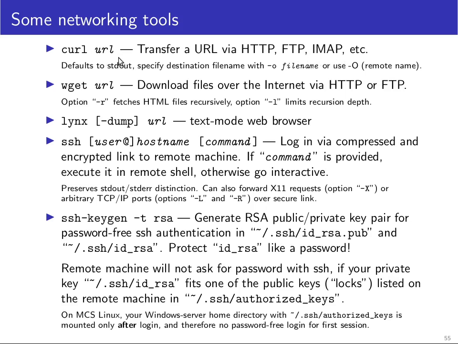By default, it just writes the file that it has retrieved to standard output, which you can then redirect into some other file name. You can also specify a destination file name with minus o, or, potentially to be used with caution, with minus capital O, the HTTP command can indicate what the file is called on the server, and it will be saved with the same name that the file has on the server.